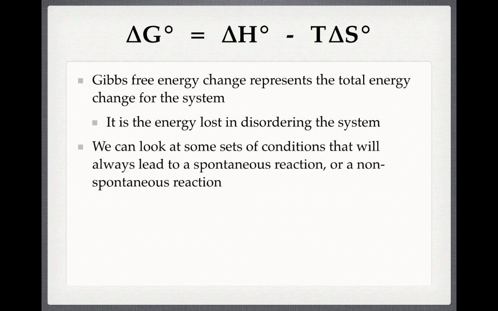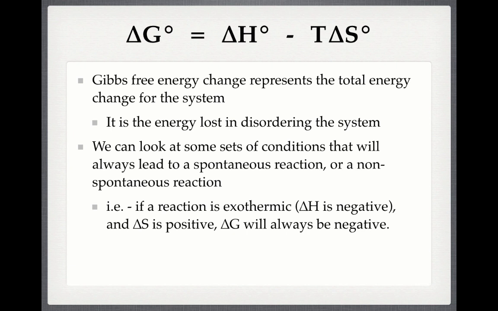But using this equation, we can look at some sets of conditions that will always lead to a spontaneous reaction, or always lead to a non-spontaneous reaction, or even sometimes spontaneous and sometimes not, depending on the temperature. As an example, if we see that a reaction is exothermic, we would find delta H is negative, and if delta S is positive, that would make our T delta S term positive, and so we'd have a negative subtracting a positive. That will always give us a negative number, so delta G would always be negative, which means that reaction would always be spontaneous at any temperature.